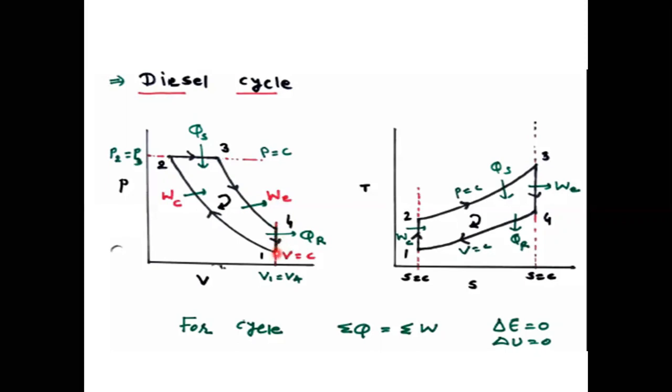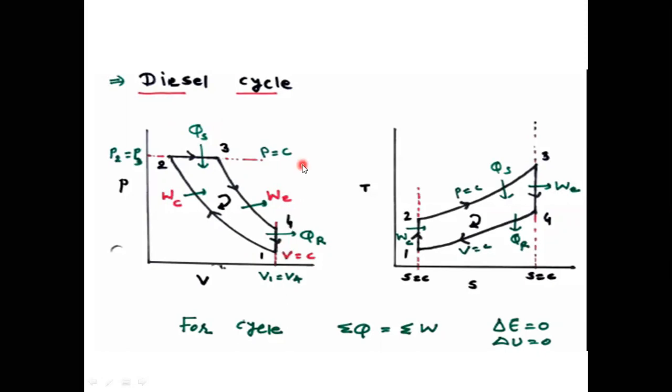And 4 to 1 is an isochoric process. Isochoric process means volume constant, that is why V1 is equal to V4. You can see here V1 is equal to V4. During this process heat is rejected. So during this cycle you can see there are two heat interactions. One is QS and another is QR. QS means heat supplied to the cycle, QR is heat rejected by the cycle.